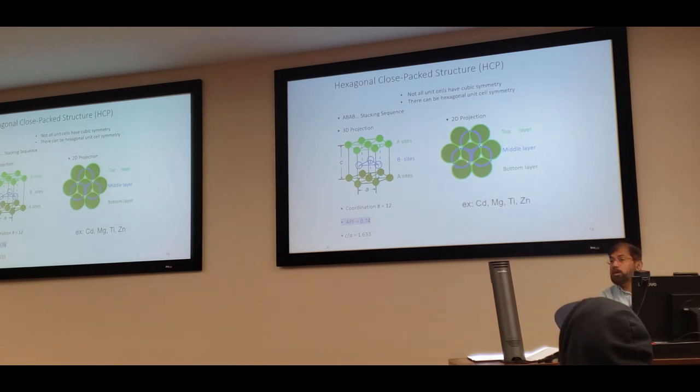Because you see the arrangement is more or less similar, except that this is an AB type arrangement, whereas the face-centered cubic structure is an ABC type structure. Got it? So the packing factor is the same and the coordination number is the same. Coordination number is 12 and the atomic packing factor is 0.74. Cadmium, magnesium, tin, zinc, etc. show this one. Do you want to see a video of how this is arranged? Yes.